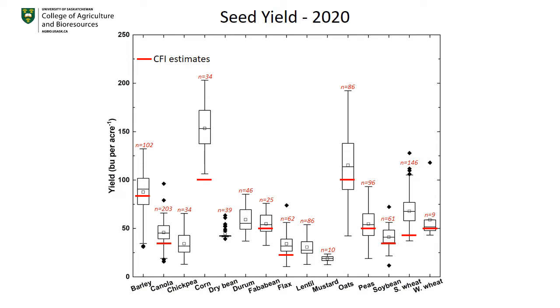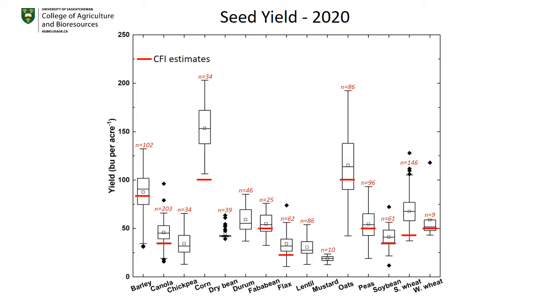When we look at the CFI estimates from that original data set, we see that yields indeed have increased with time, particularly for crops like canola, corn, and interestingly, spring wheat.